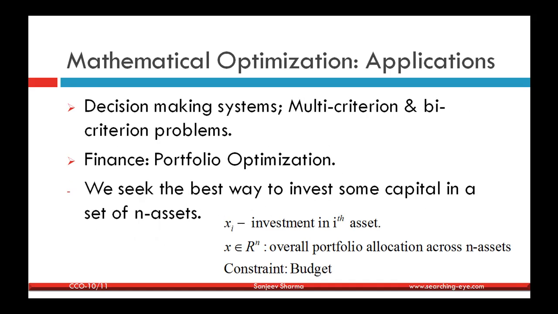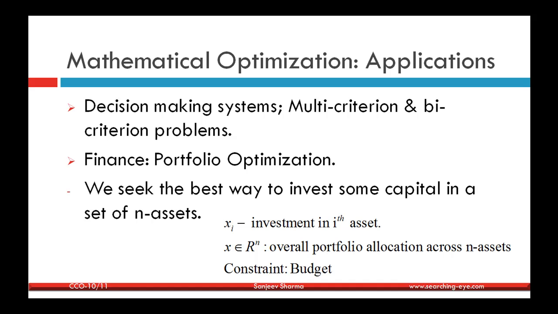One of the applications is in decision making systems, such as multi-criterion, bi-criterion problems. Suppose we have two functions in the objective function, that is, the objective function f0(x) is the sum of two functions f1 and f2, and f1 and f2 are such that increasing f2 decreases f1. So to find the optimal solution, we generally do a trade-off analysis using the Pareto optimal curve, and we will discuss it later. So this is one of the applications of mathematical optimization.